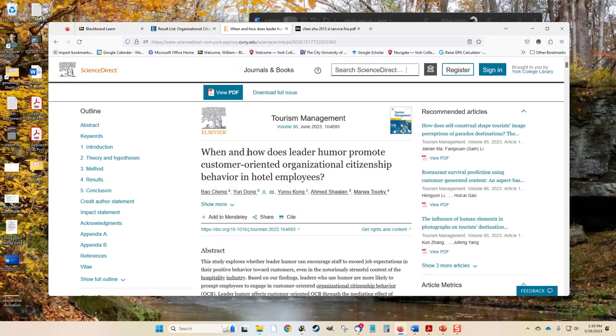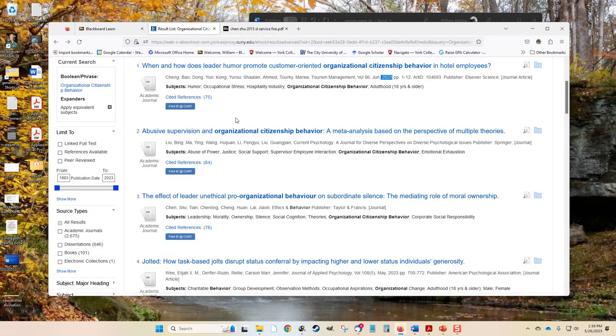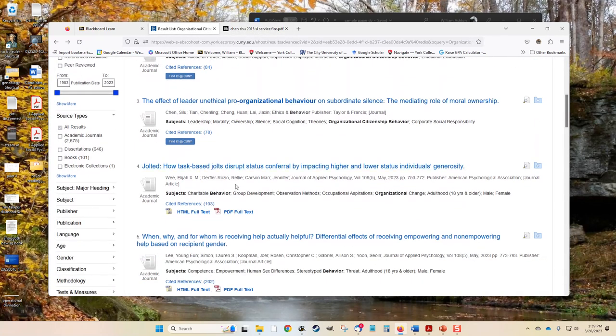Look, I thought this was going to be embargoed. Nope, but it isn't. Wow. So it always pays to click "Find it at CUNY." All right, so we're going down.